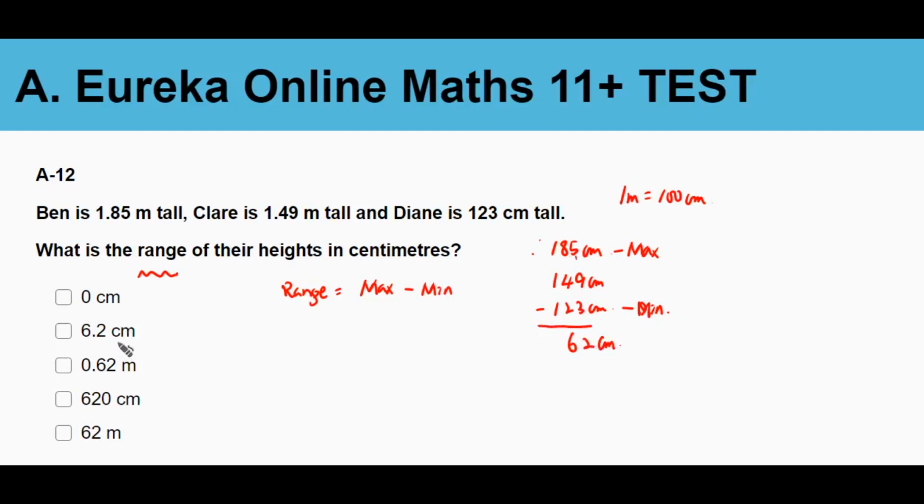Let's check the answer. 6.2 centimeters? No, this is wrong. 0.62 meters? Yes, that's right, because 1 meter is 100 centimeters. Then 0.62 meters is the same as 62 centimeters. Now the answer is the third one.